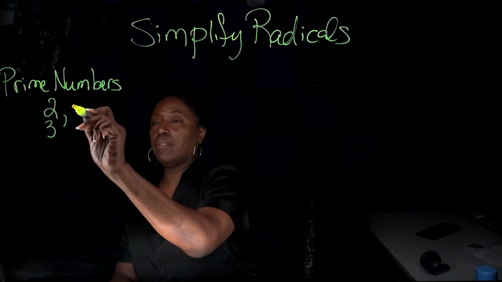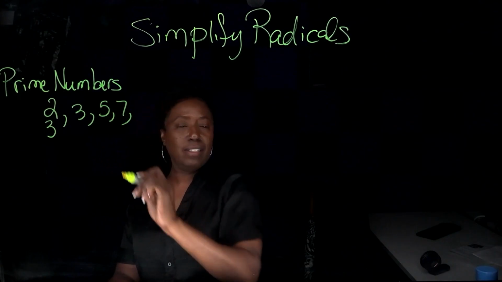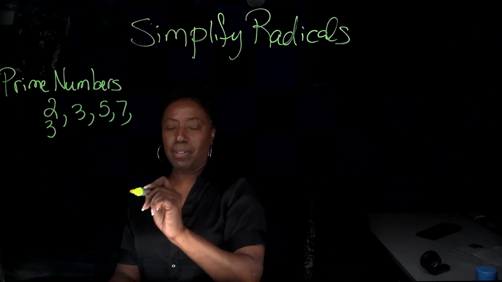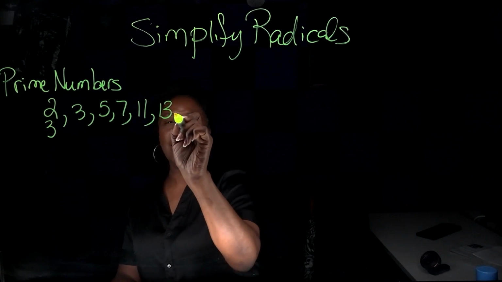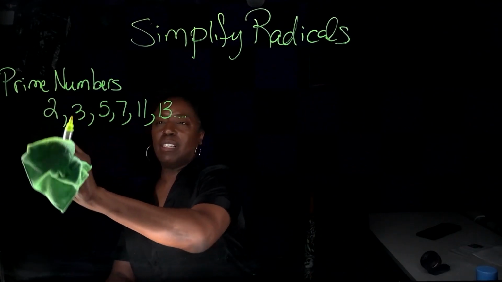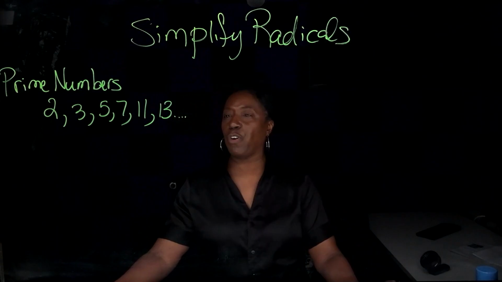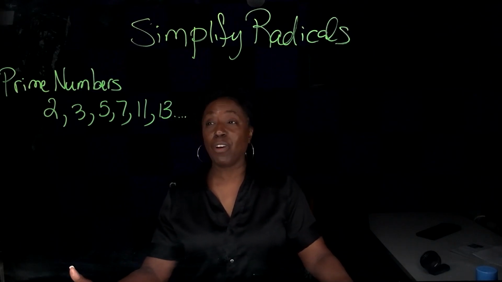3, 5, 7. What's the next prime number? 11, 13. Three dots, we have others, but we'll just start there. That's at least the first 6 prime numbers. These numbers have only factors of 1 and itself.